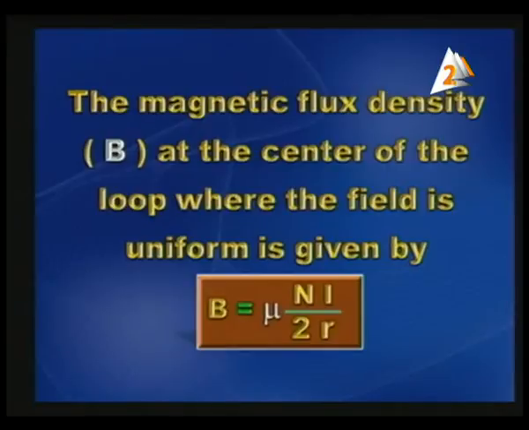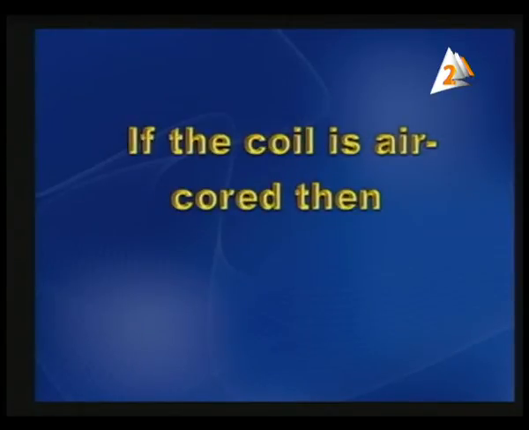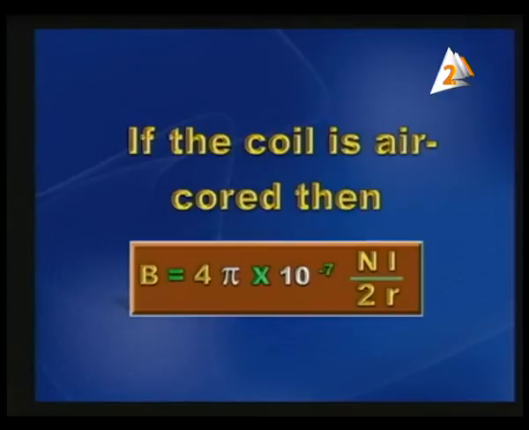Mu stands for the permeability of the medium inside the coil, N is the number of turns on the coil, I is the current intensity through the coil, R is the radius of the circular coil. So the formula used, once again, beta equals mu N I over 2R. If the coil is air-cored, if the medium inside the coil is air, in this case beta equals 4 pi times 10 to the power of negative 7, N I over 2R.